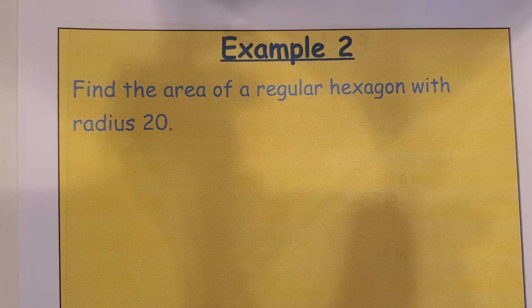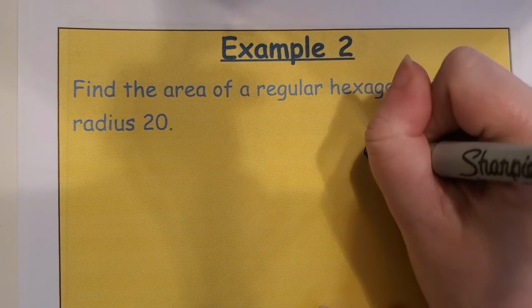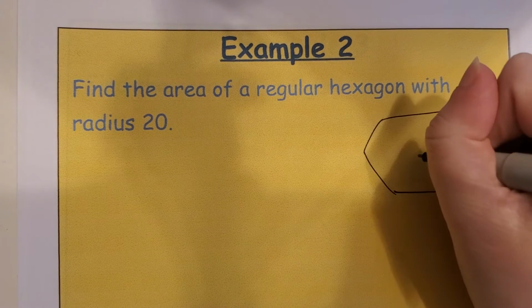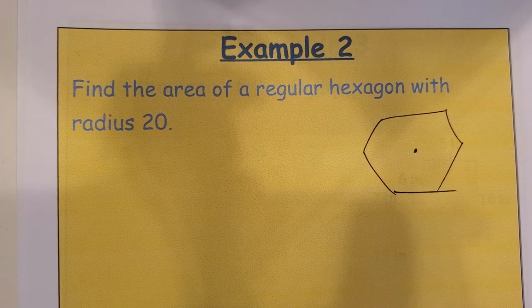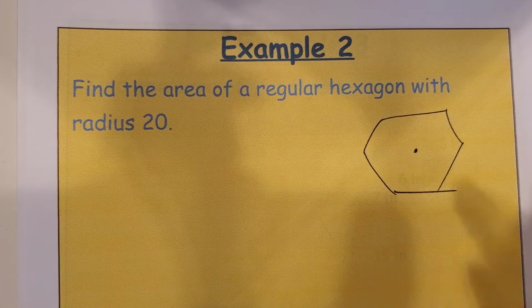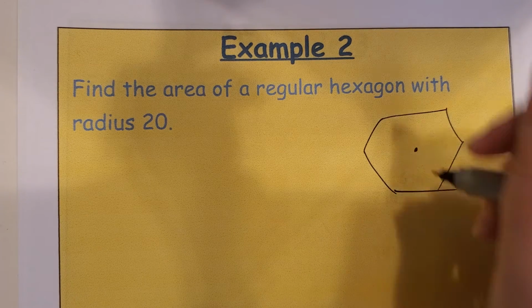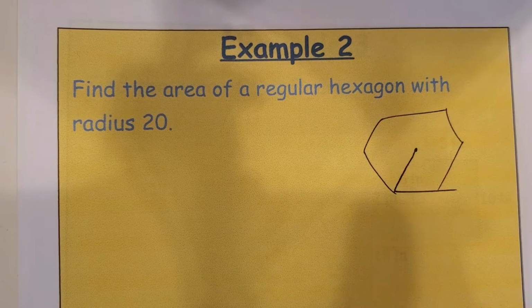So find the area of a regular hexagon with radius 20. I think I might have done something like this in the lesson video for when we did area of regular polygons, where it helps me to actually draw it out. I don't know if it might help you. So when we talk about a radius in a polygon, it's the distance from a center, which I just drew in, to any of the vertices of the figure. So like that, for example, would be a radius.